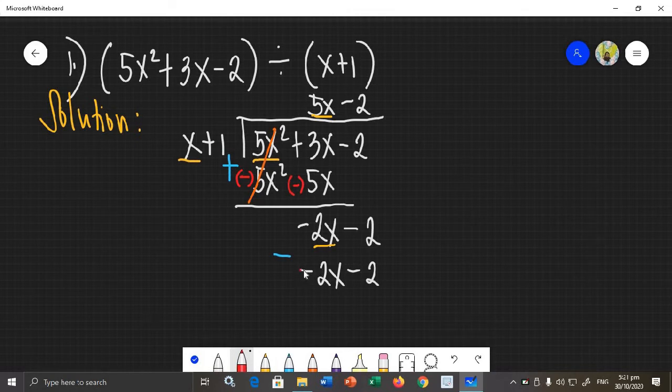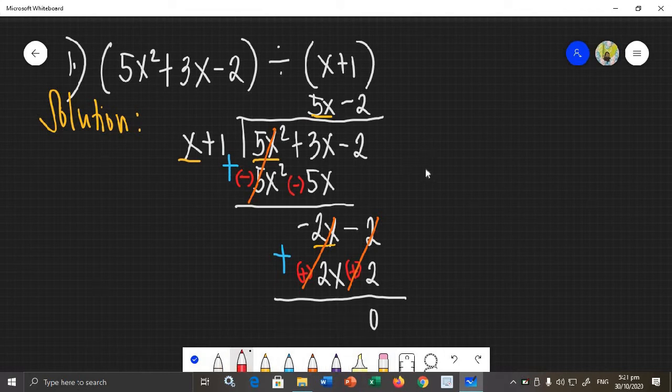So negative 2x will become positive 2x. Negative 2 also will become positive 2. Magiging positive na siya, and then the operation will become addition. Now we can add negative 2x plus 2x. This will be cancelled, 0 na yan. How about negative 2 plus 2? This will also be 0. So, therefore, we have 0.